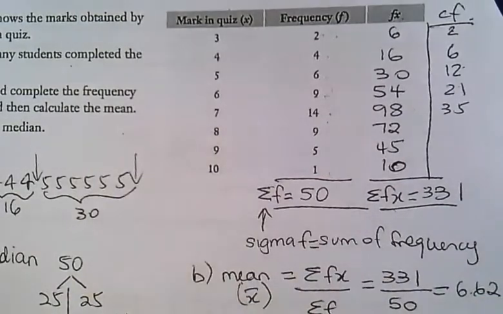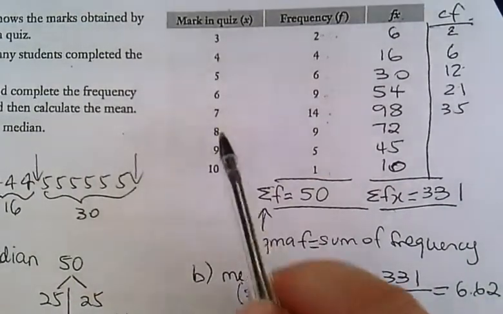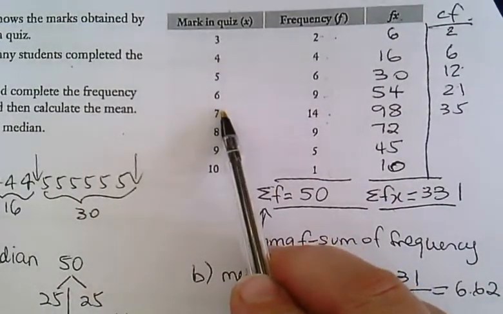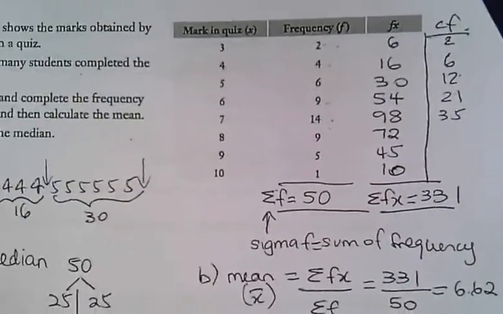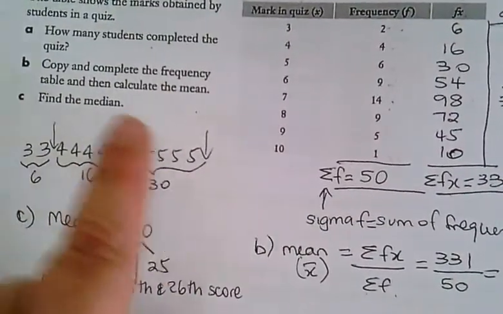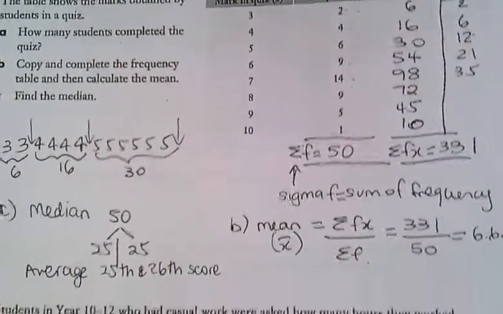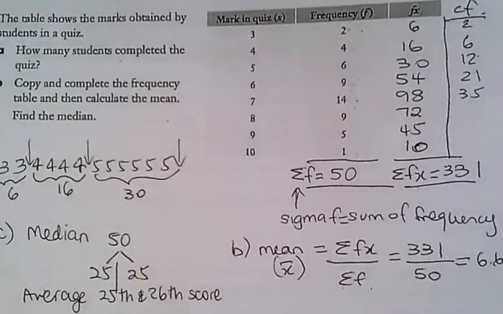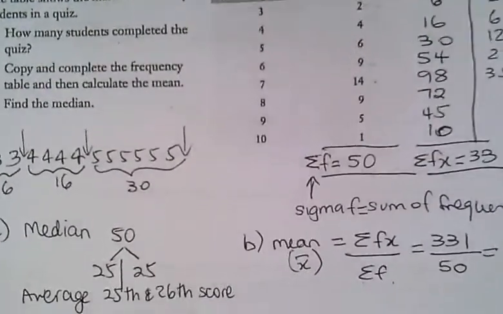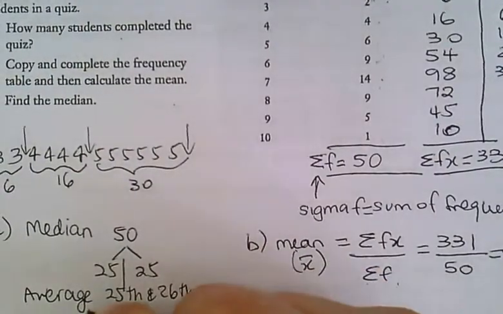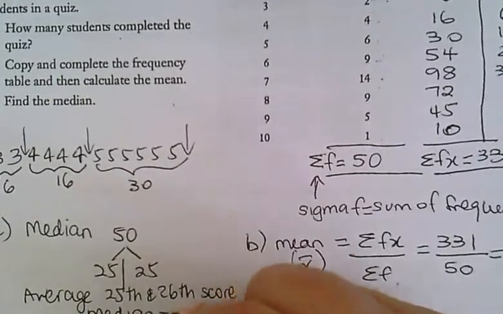So if I'm looking for the 25th and 26th numbers, they're both going to be the number 7. You've got to imagine the numbers are written out like that. The 25th and the 26th numbers are both 7. So what's the median? 7. The median is 7.